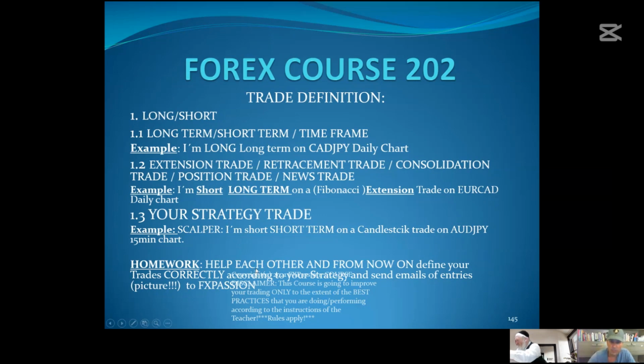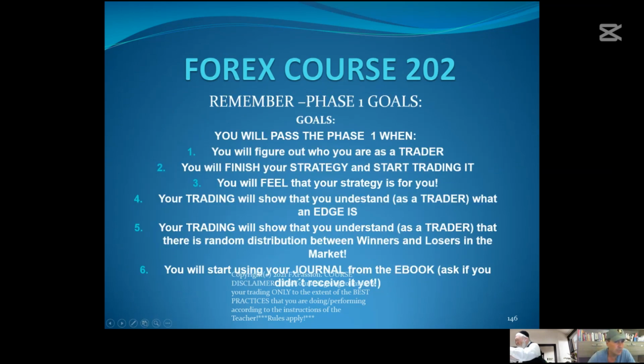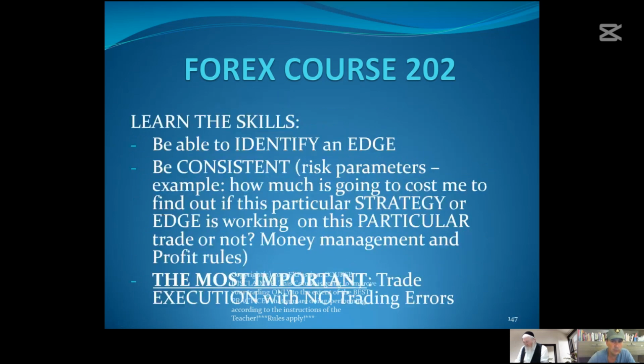Homework, help each other, and from now on define your trades correctly. We are over this one because we have a strategy. We are over this one. Learn the skills, be able to identify an edge, be consistent to risk parameters. How much is it going to cost me to find out if this particular strategy or edge is not working, or is it working on a particular trade or not? Money management and profit rules.